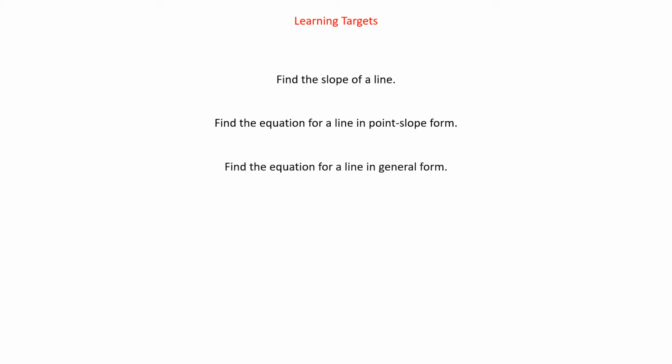So first up, our learning targets today. You can find the slope of a line. It's important. Find the equation of the line, point-slope form. Find the equation for a line, general form. And find the equation of the line, slope-intercept form. Those are the three main forms that we look at, and I'll talk about which one is important or which one is good for what purpose, because they all do have some different uses where they work better.